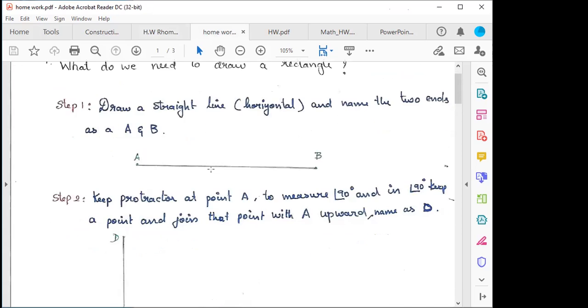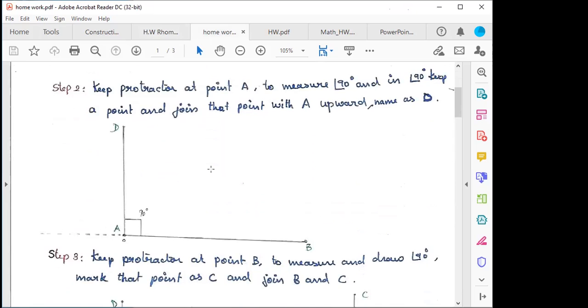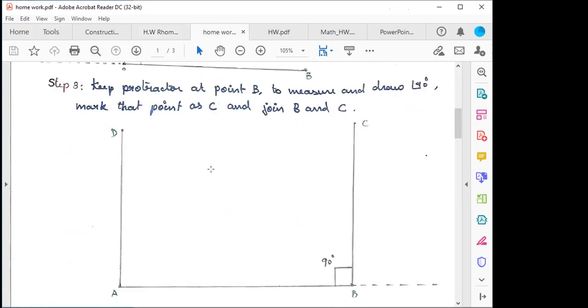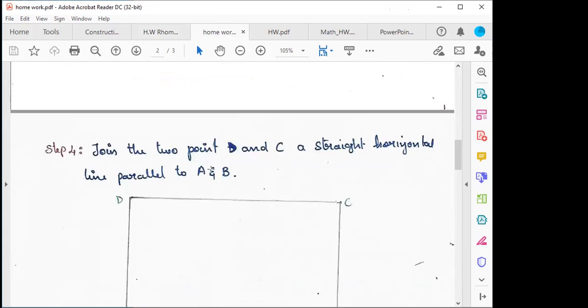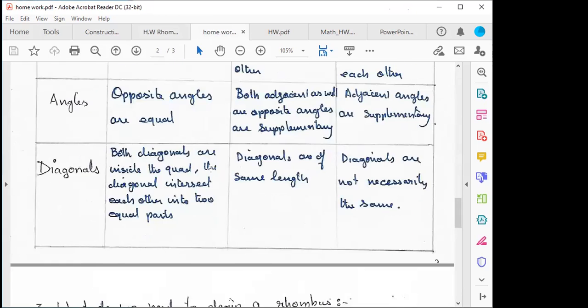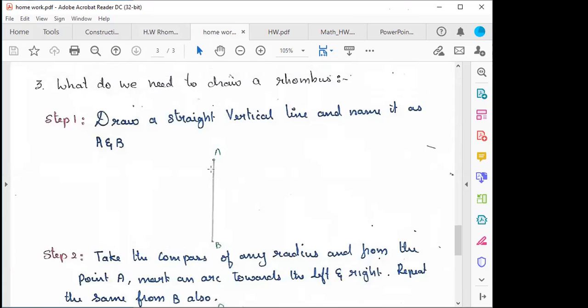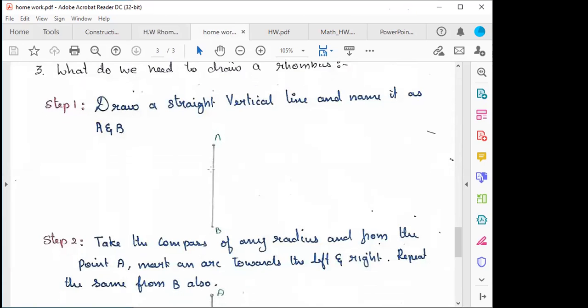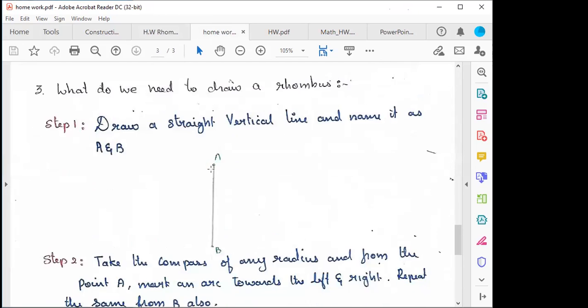So here again is the rectangle with two sides. So that's a very standard construction. Then we'll do that later. Rhombus. What do we need? Okay, so here the steps are given, but the criteria to draw the rhombus, what is given, that has not been mentioned. Okay, and that needs to be mentioned.